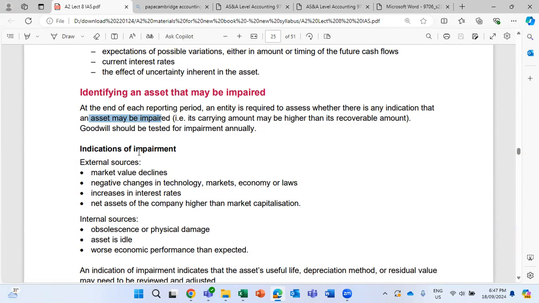Indications of impairment, external sources: market value decline. That means the market value of the assets declines. It's like nobody wants it, right? Negative changes in technology, markets or economy. Any changes in technology would deem this asset to be irrelevant. If it's irrelevant, then it cannot be used as planned to generate future income. Increase in interest rates. The net assets of the company higher than the market capitalization. So these are the indications of impairment.